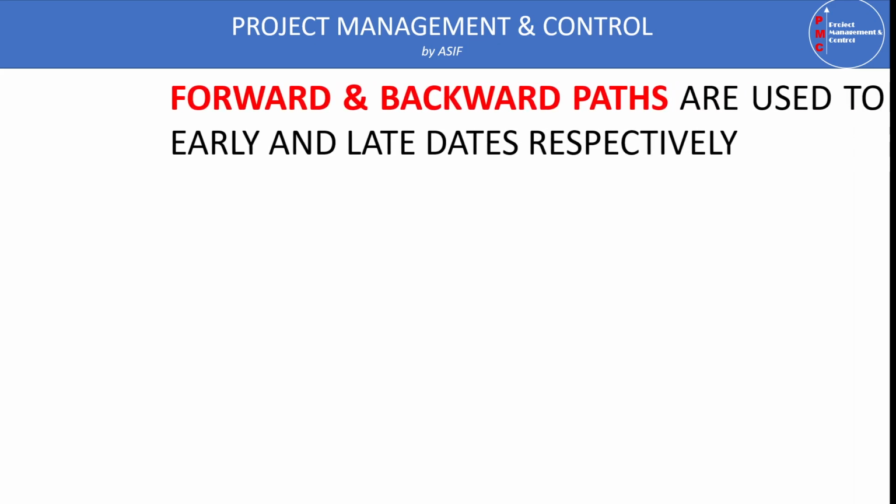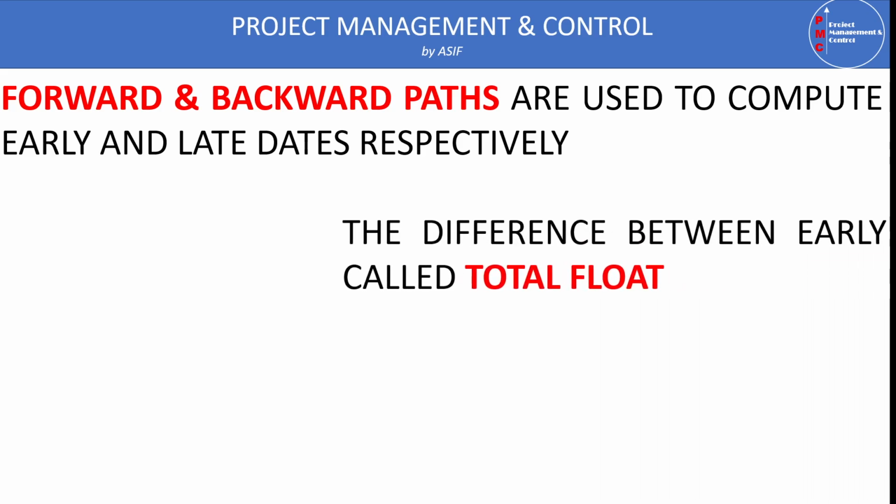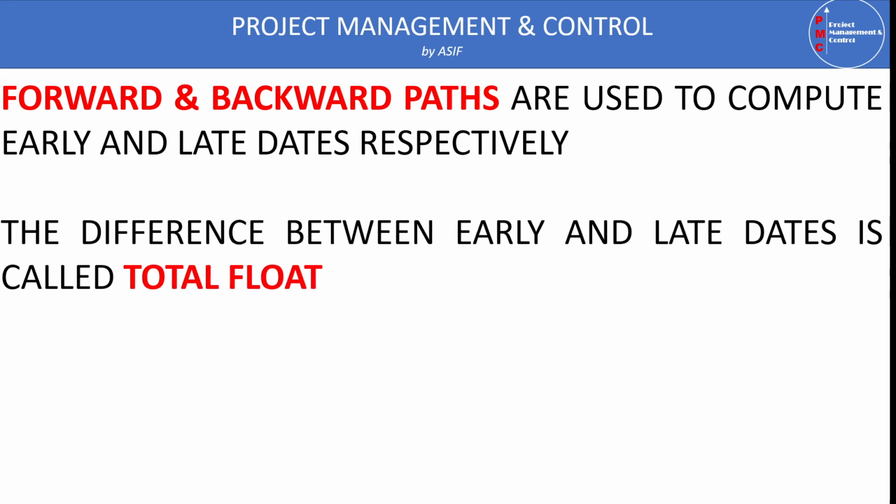Now, once we have the forward and backward pass to compute the early and late dates, from these early and late dates we compute the float. So what is float? Float is the time an activity can be delayed without delaying either the project or the successor activity. If the activity can be delayed without delaying the project, it is called total float, and if the activity can be delayed without delaying the successor or subsequent activity, it is called free float.